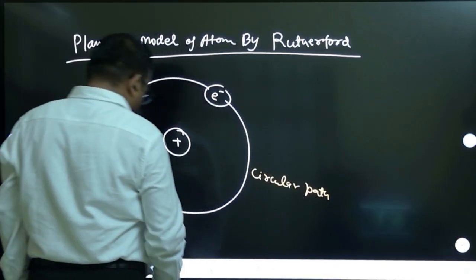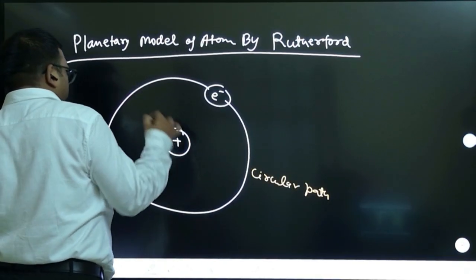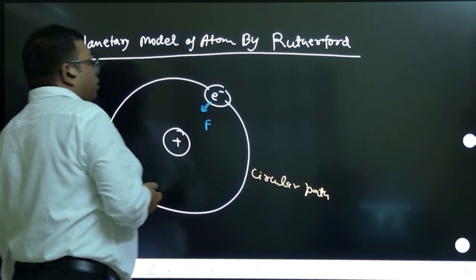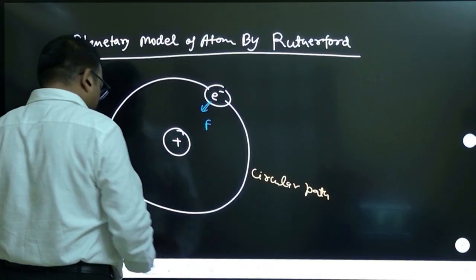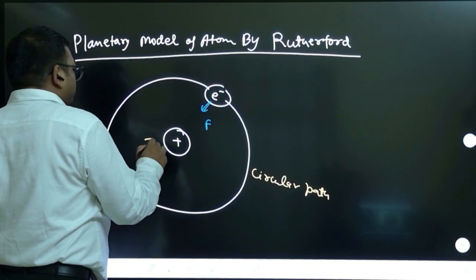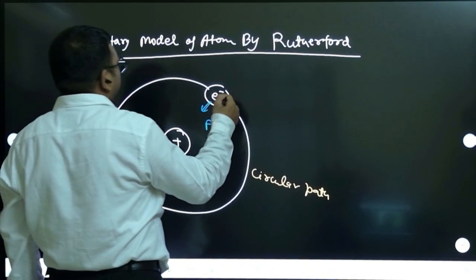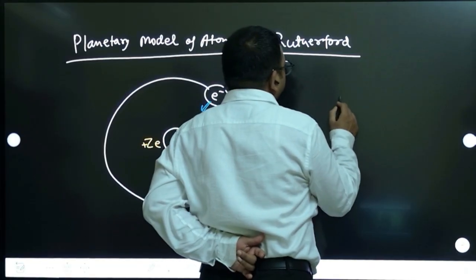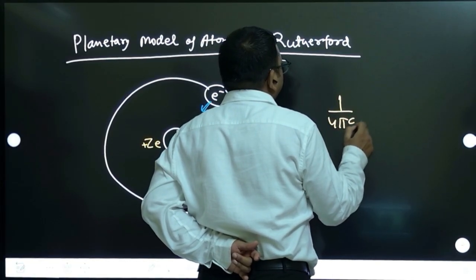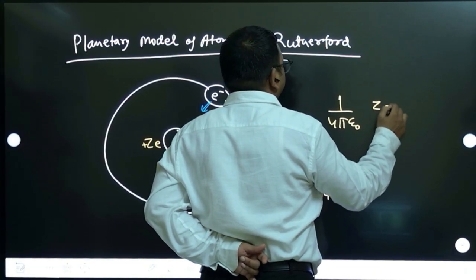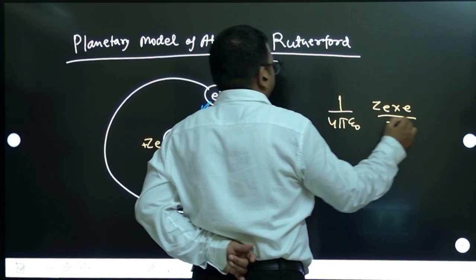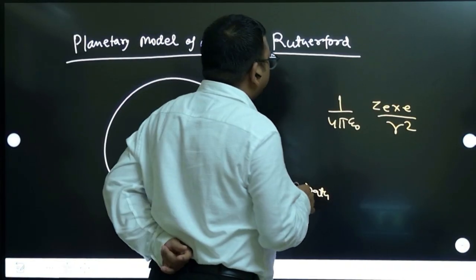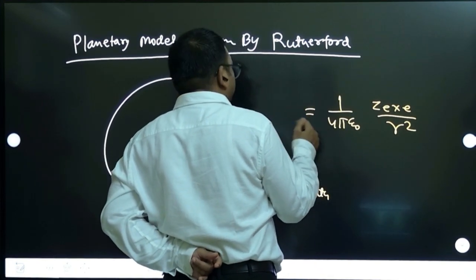In this circular path, there must be a centripetal force towards the center. This force is coming due to the attraction. Suppose this is the charge Ze plus for the nucleus, and the charge of the electron is minus, so there is attraction between them. That force of attraction, which is electrostatic force, is 1 by 4 pi epsilon naught, Z e square by r square. This distance is r. This electrostatic force is the centripetal force.